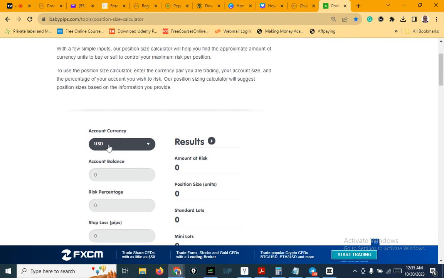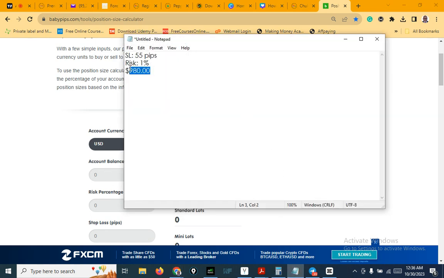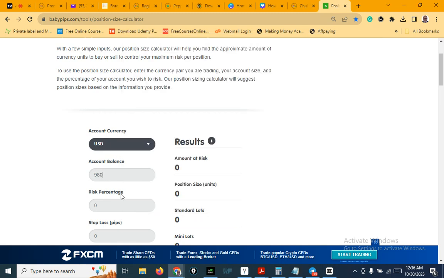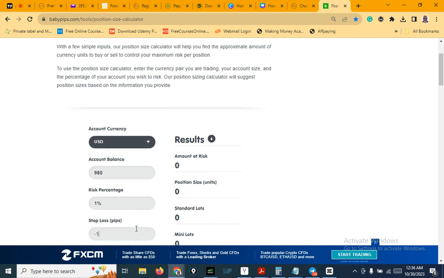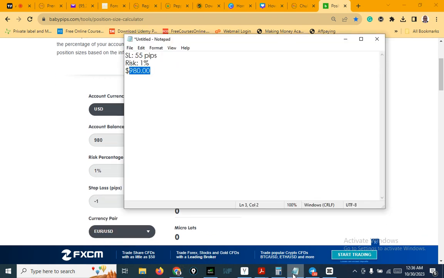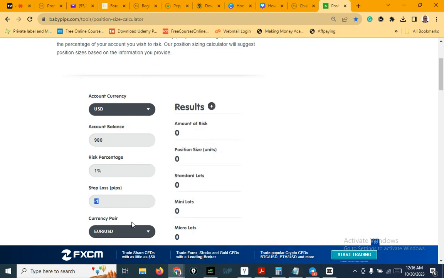So what is your account currency type? It's USD. What's the account balance? This is your account balance. You come here, you grab it, Control C to copy it, and Control V to paste it here. Your risk is 1%. Your stop loss pip is 55 pips, so you type 55 pips here.